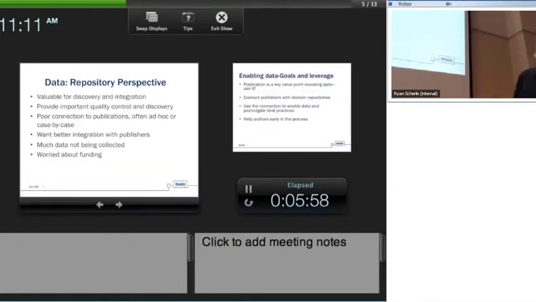The data repositories want the data. They want to allow better science. That's really part of their mission.